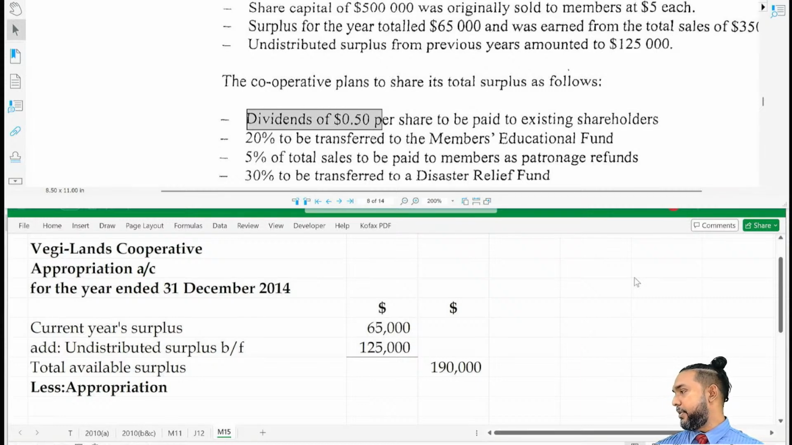Yeah, we're kind of in progress there. This is the 2015 May cooperatives question. It's called Vigilance Cooperative. Right, so I just kind of started off the appropriation account here. The 4 items in the top half of the screen, those items are the appropriations you're making.